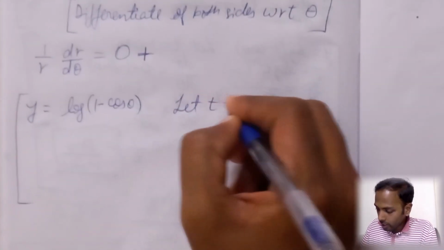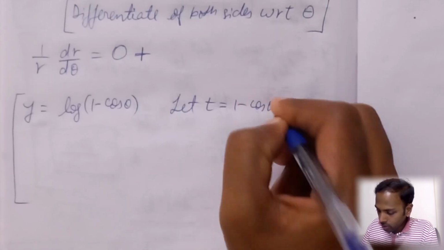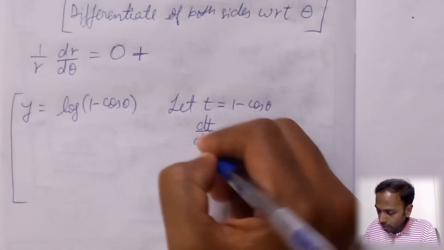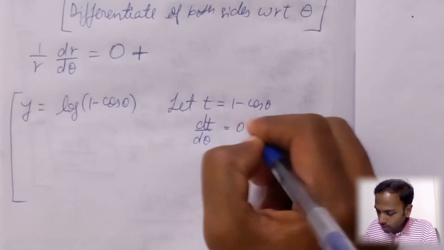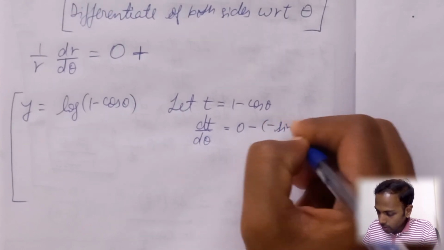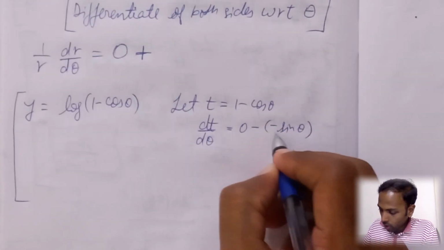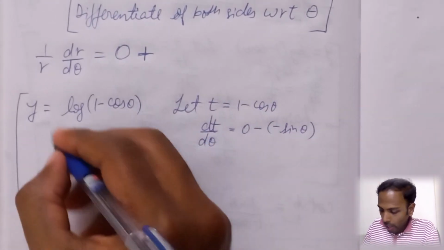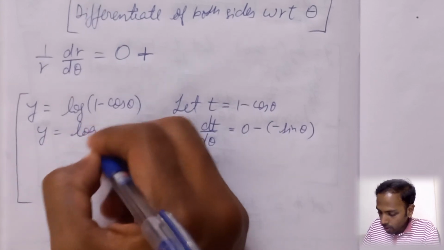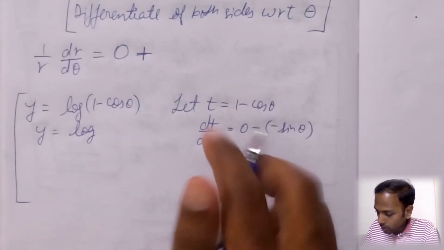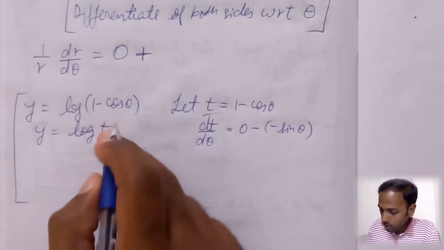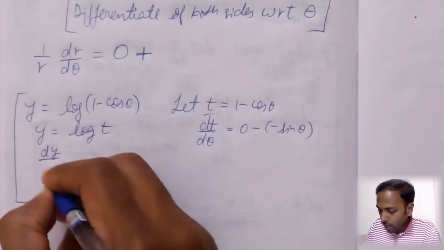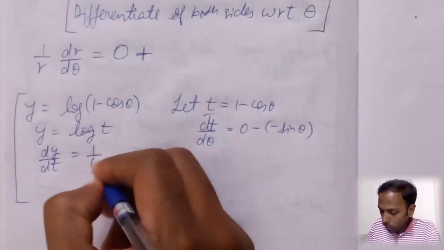So starts chain rule. Y is equal to log t, where let t is equal to 1 minus cos theta. Now from here dt by d theta will be 0 minus of minus sine theta, because differentiation of cos theta is minus sine theta. And then y will become log of t, since 1 minus cos theta is t, so I'll replace it with t. And then from here I'll find dy by dt, which is nothing but 1 by t.